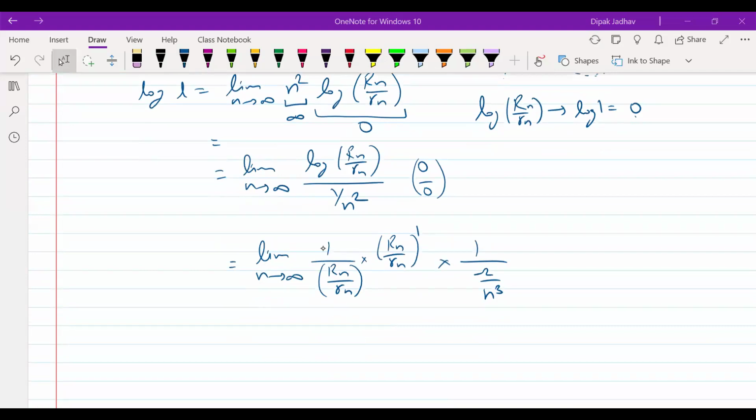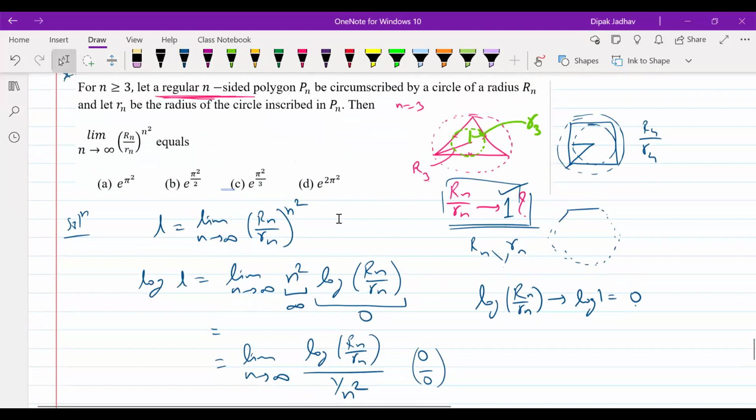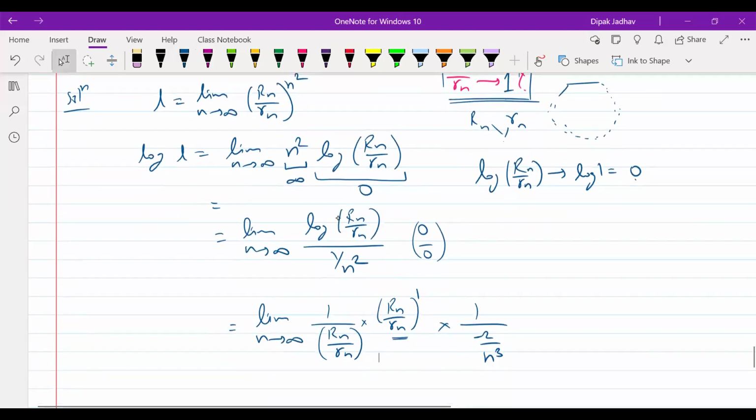So you need to compute. Now it's not possible to go ahead because I don't know what Rn upon rn is. I don't know what capital Rn is. I don't know what small rn is. I don't know their quotient. So how can I differentiate? So I need to compute at least this quotient. Even if I am not able to compute Rn and rn, I need to compute their quotient. Okay, so let us come back to our diagram.